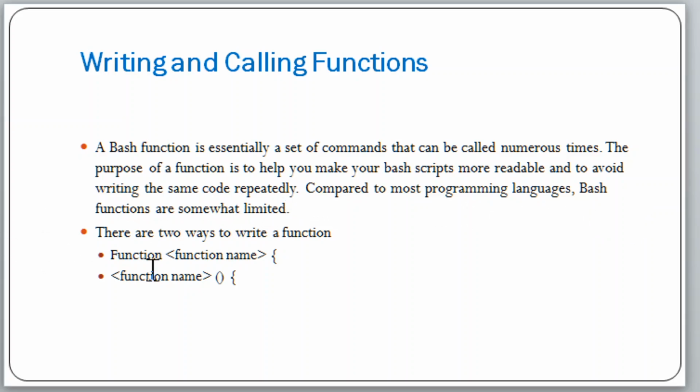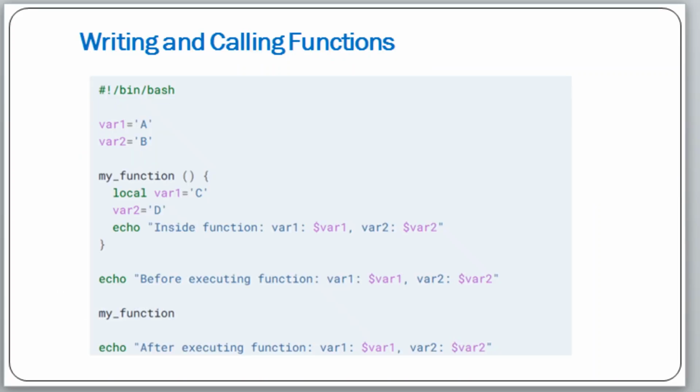So there's two ways to write a function, guys. We would use the specialized command function, and then we would put the function name, and then we would open the curly brace and close the curly brace. The other way to do it, and the much more used way, is to just put the function name and then use parentheses. Okay? So left parenthesis, right parenthesis, and then a curly bracket to open it and another one to close it. Okay? So let's look at that here.